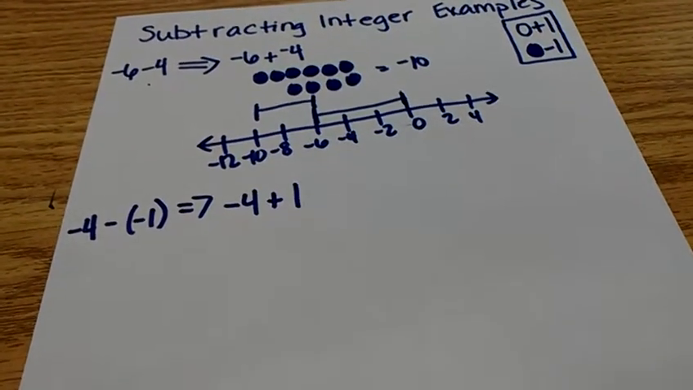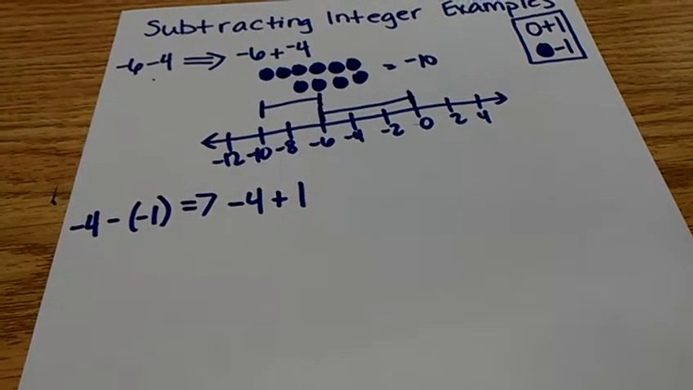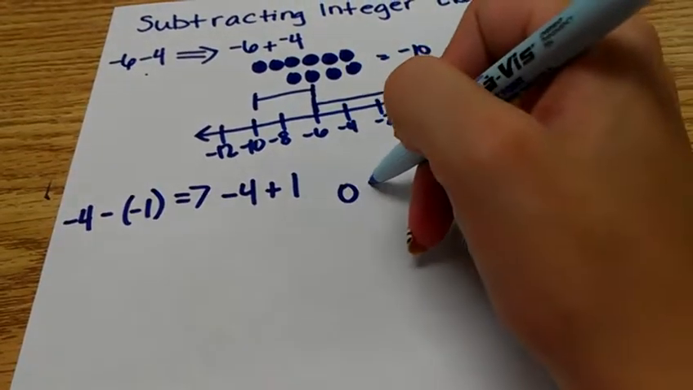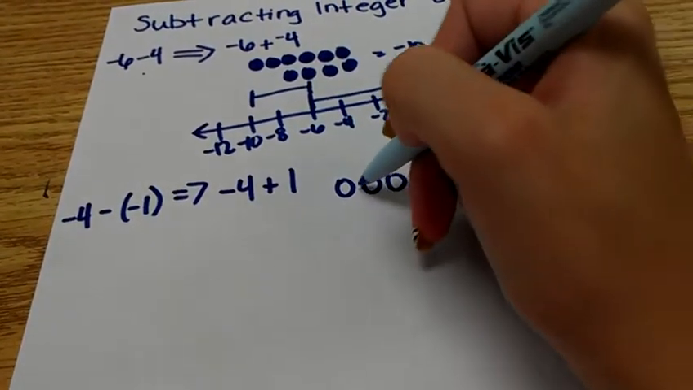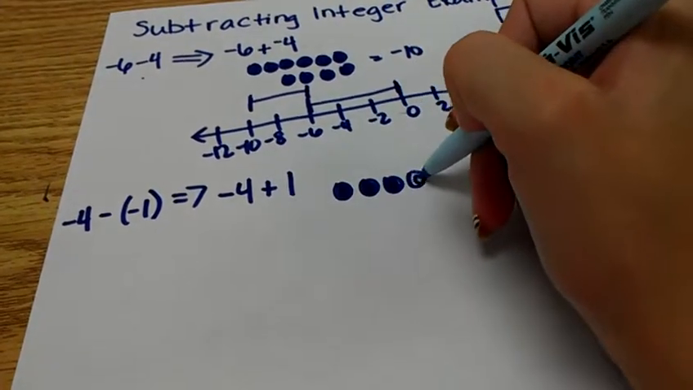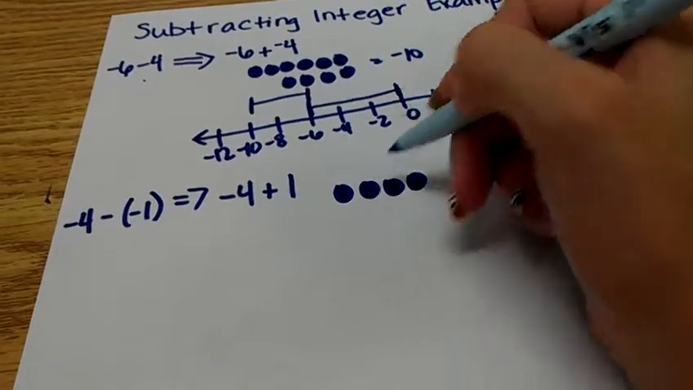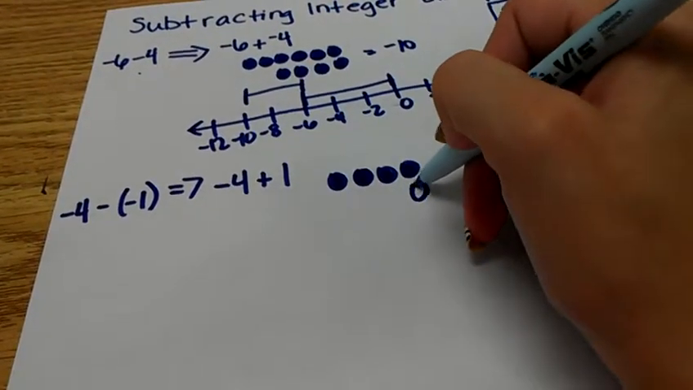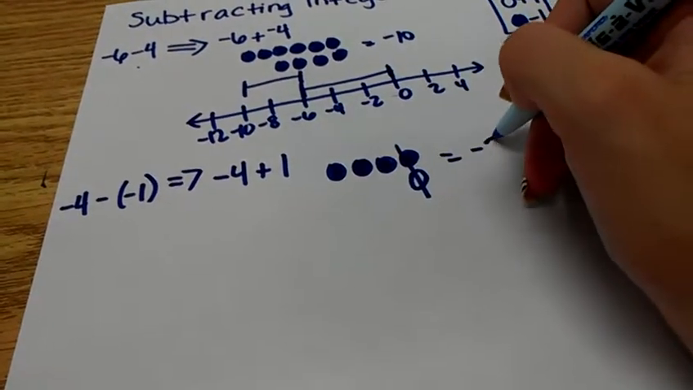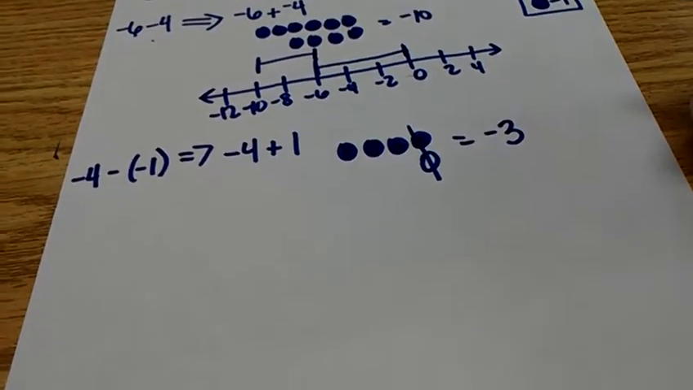Okay, addition problem. We all know what to do with the addition problem. You do exactly what it tells you to do. Start with -4 chips. 1, 2, 3, 4. Now my problem says to add 1. Created a 0 pair, has no value. My final answer is a -3.